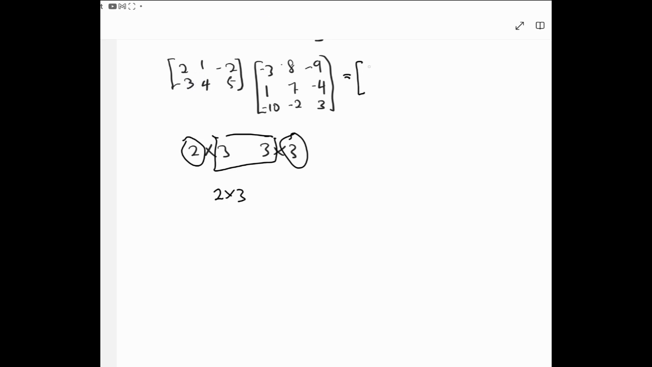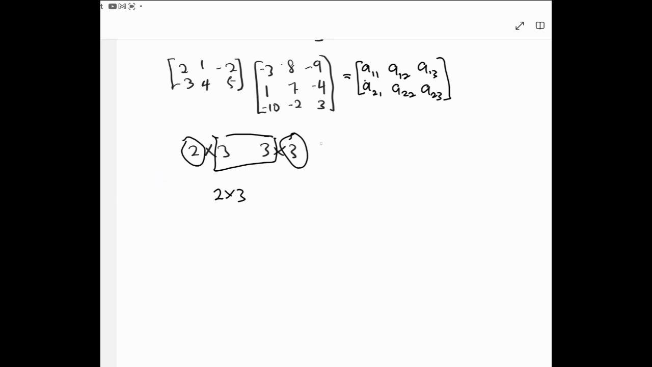In other words, if we try to write down the element first, this is how it should look like. So we have A11, A12, A13, A21, A22, A23. So this is how it should look like. So the next thing that we need to do is to find the value.